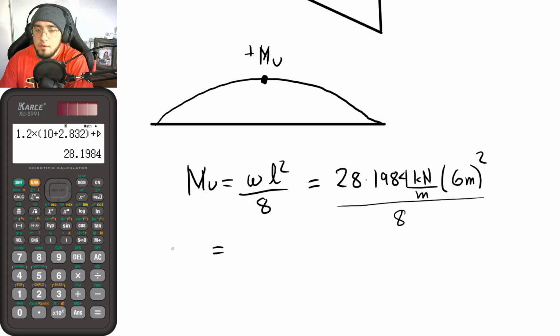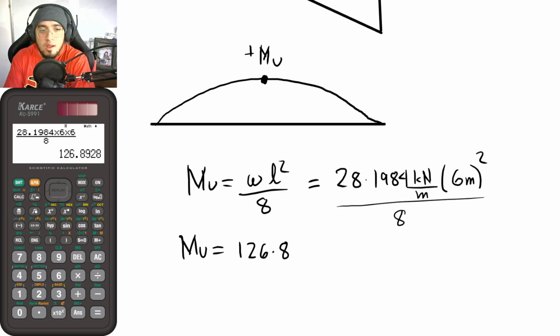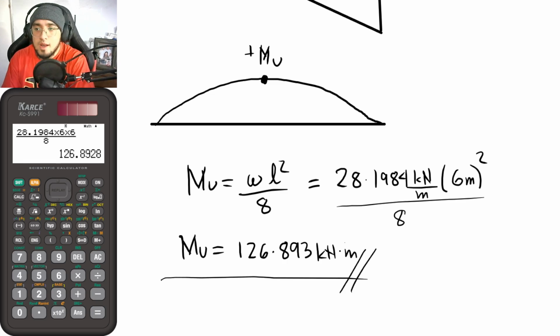So for the value of our Mu, that is now equal to 28.1984 times 6 squared divided by 8. So our Mu, or the Mu that we will be using for our design, is positive 126.893 kilonewton meters. Okay, so take note guys that our moment here is positive.